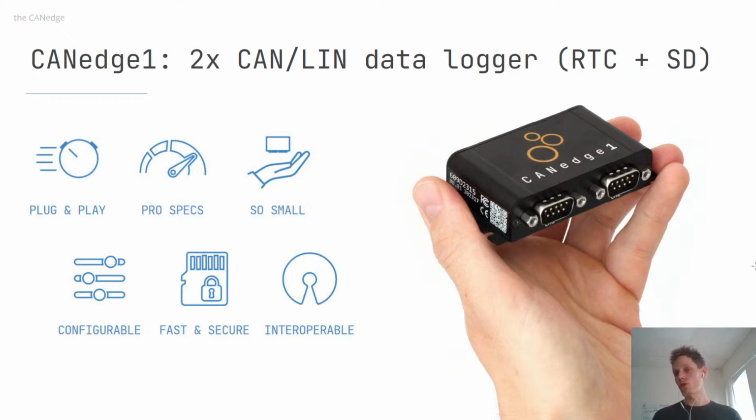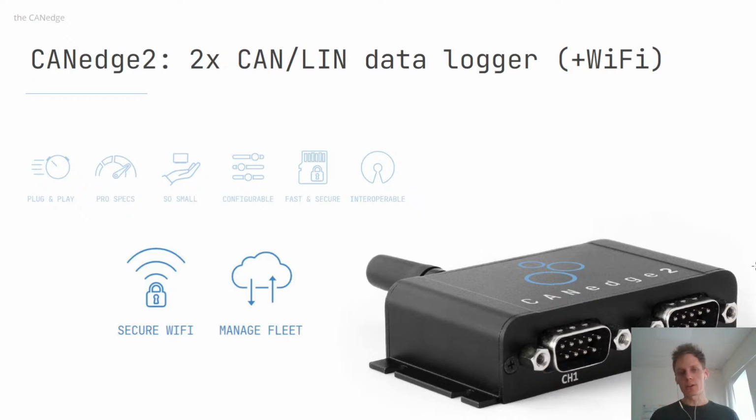At the same time, security is a big factor for our devices, as we'll also cover a bit later, and interoperability is also critical. We don't want to lock anybody into using a specific piece of software. We try to make it possible for you to use whatever it is that you prefer to use for analyzing your data. As mentioned, the CANedge 2 is essentially a CANedge 1 but with Wi-Fi, and that means that you can offload the data to your own server via a Wi-Fi router.